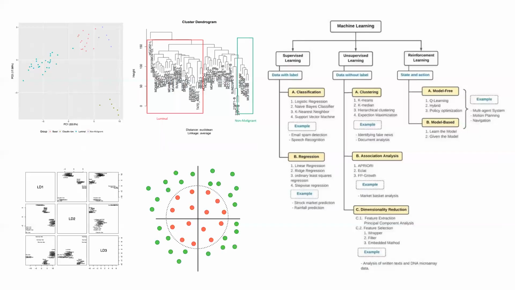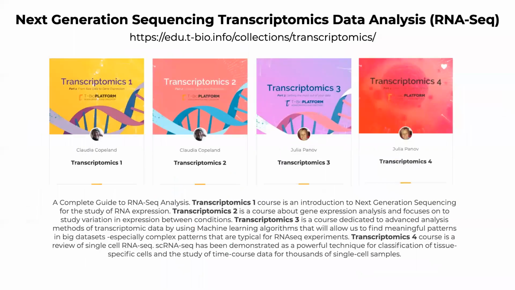Now, sometimes these conditions have complex patterns, and it's not enough to just look at one group versus the other. So we also discussed how additional data sets or additional variation in those data sets could be discovered using tools like factor regression analysis or even different machine learning tools. Those tools are all described in Transcriptomics 3.